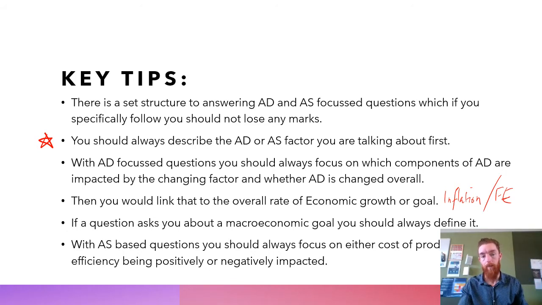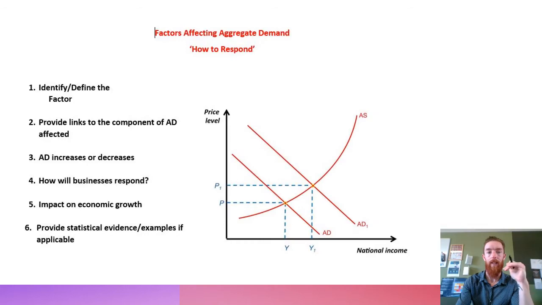With aggregate supply-based questions, you should always focus on either cost of production or productivity or efficiency being positively or negatively impacted. So whatever factor you get, how does that impact cost of production or the efficiency for that business? Does that favorably or unfavorably impact aggregate supply? And then link that to how it affects the goal or the rate of unemployment. There are some really important things that will help structure your answers to get to the right points. So then we've got this here.